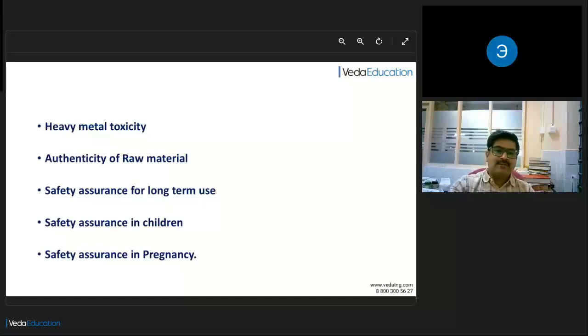Then the authenticity of the raw material. Almost all these raw materials are procured from the proper source. There are so many test instrument methods which can be used to detect the authenticity of the material. So there is nothing to worry regarding adulteration, etc.